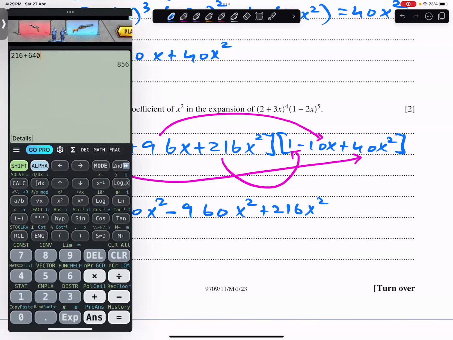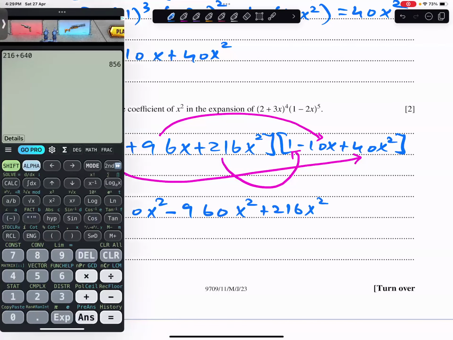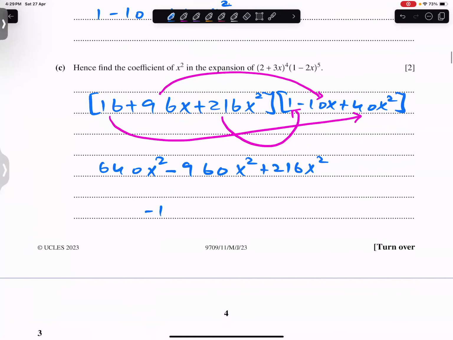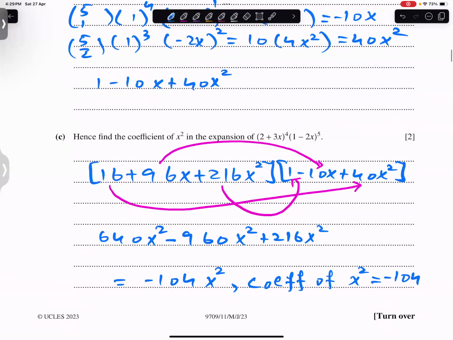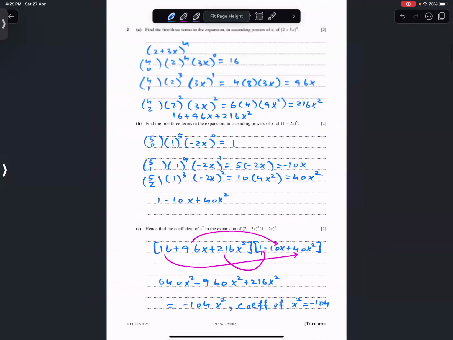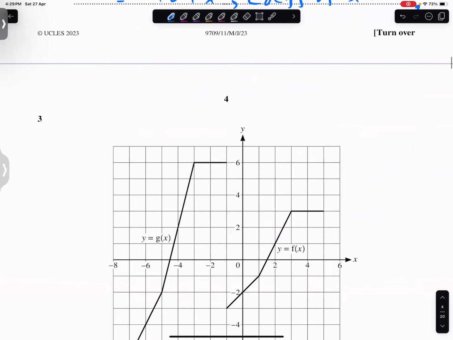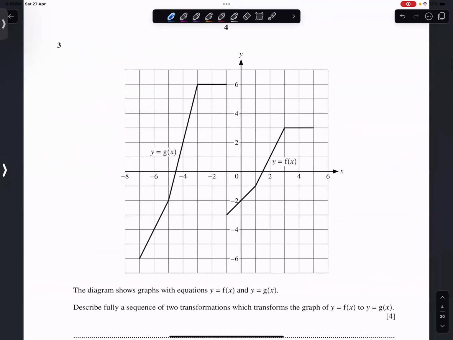And now 216 plus 640 minus 960. So minus 104x square. So coefficient of x square will be minus 104. So coefficient of x square will be minus 104. Now this part is very interesting.